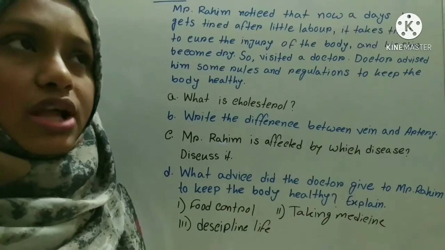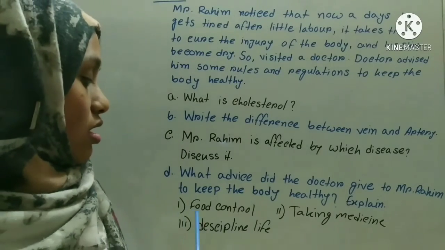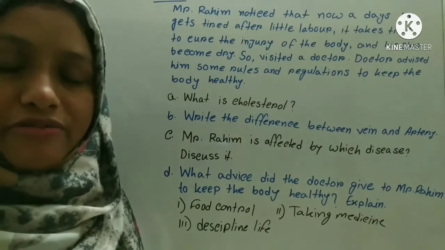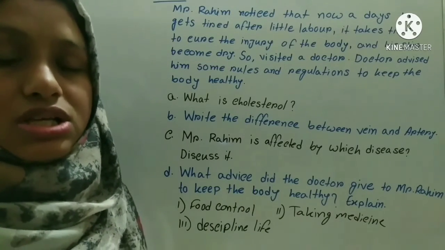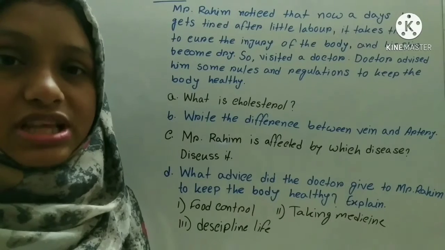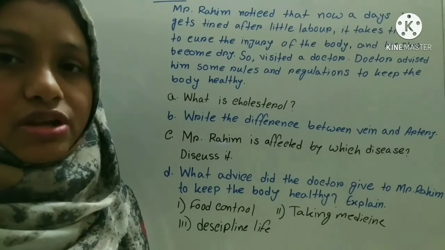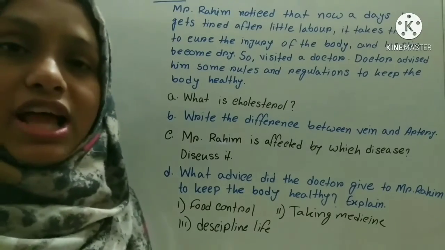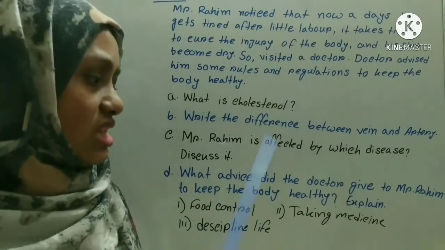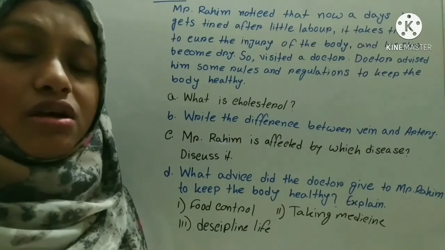Now taking medicine. Some people can control their diabetes level by controlling food and disciplined life, by maintaining these 2 points. But some people can't control their diabetes level, so they have to take medicine, or sometimes they have to take insulin. And now the disciplined life. All 3 things are important, but this is very vital.